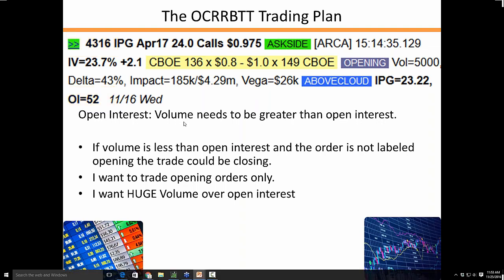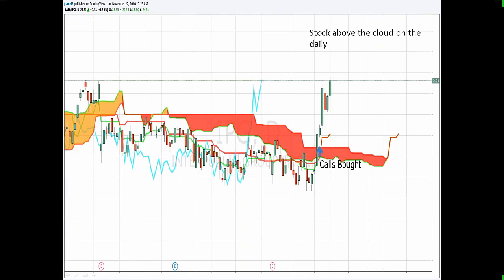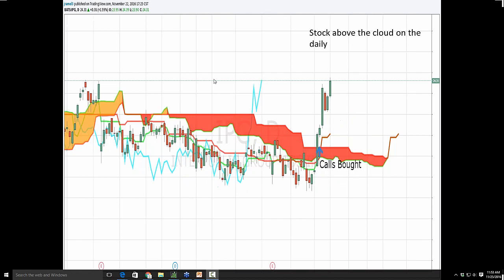So volume is greater than open interest. Then the chart. You can tell here the chart was bullish. Above the cloud, breaking the cloud. I'm a breakout trader. Okay? I like to take stocks that break the Ichimoku Kinko Hyo to the upside. Okay? In this whole area right here, this is a trading range. It's not making higher highs, higher lows. It's having overlapping bars.